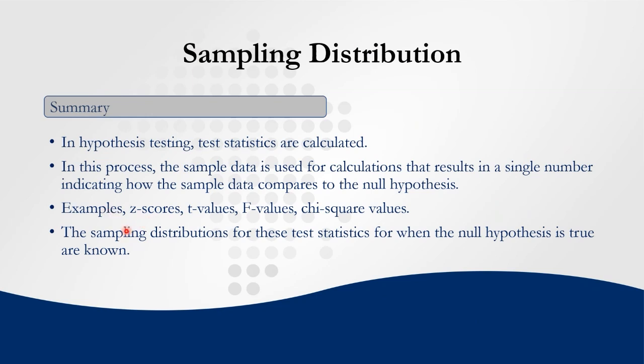These are examples of test statistics: z-scores, t-values. I think you've come across this. We will talk about the t-value. We'll talk about f-values. The sampling distributions for these test statistics when the null hypothesis is true are known. That's what I've been trying to say: theoretically, their sampling distributions when the null hypothesis is true are known, which is our point of reference.